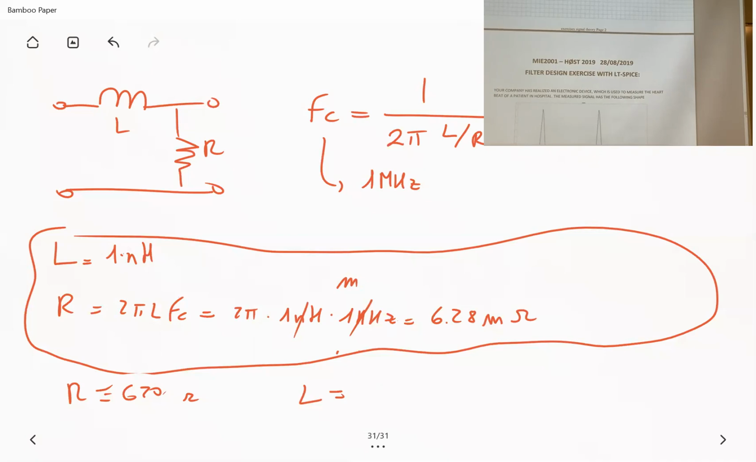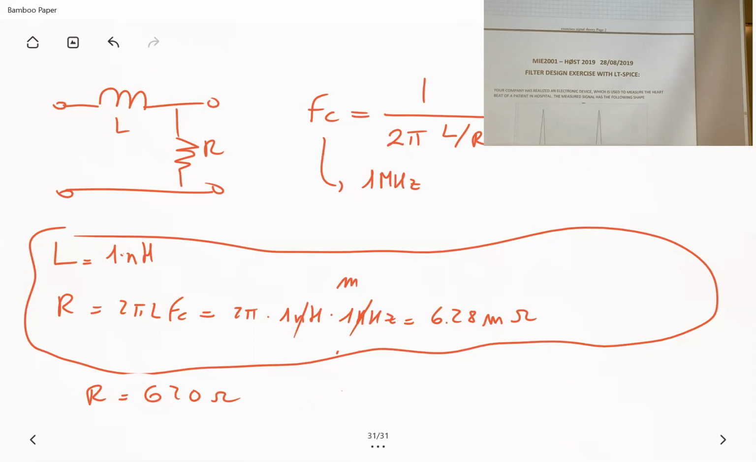So in this case, it's better to increase the resistance, because of course we have 6.28 milliohm. This is too small. It's much better to increase the resistance. But you can see in the formula of FC, if the resistance increases and we want to keep FC constant, then also L has to increase, right? So that's the trick. The reason why we want to increase the resistance is because otherwise the current is too high. So then I do R equal to 620 ohm.